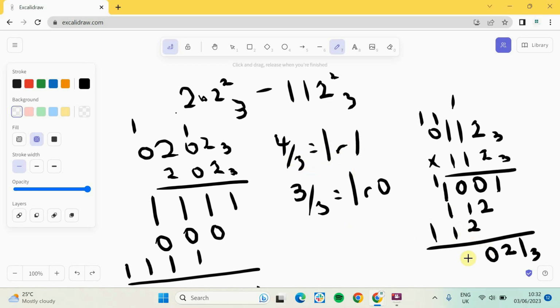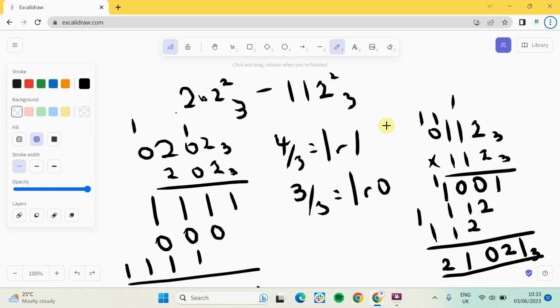So I'll write this 1 here and carry over the result. In this case, which is what? 1. 1 plus 1 is 2, right? So the answer to this is actually 21021 in base 3. That is the answer to this particular one, right? So we found the square of this.